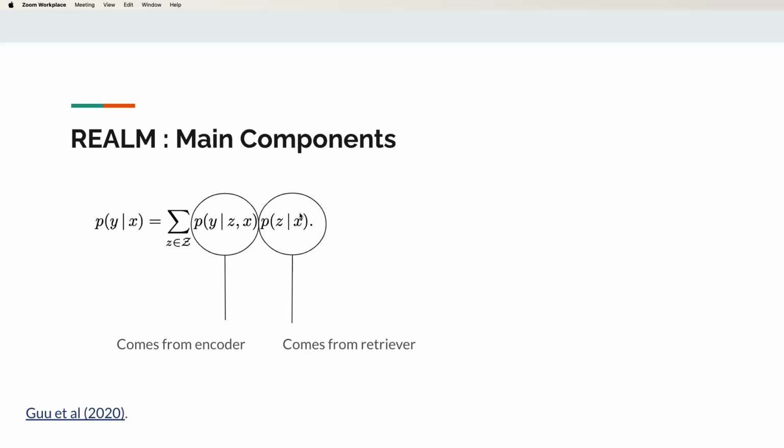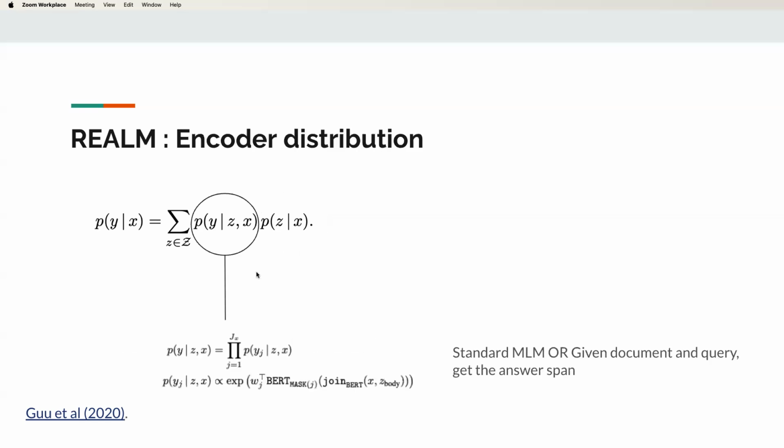And then you first have to get to the Z, which is you have to get to the top document, right? That comes from the retriever. So this is a product, and you marginalize this over all sets of documents, or at least all documents that you retrieved, right? Now, the first thing here is your general masked language modeling.